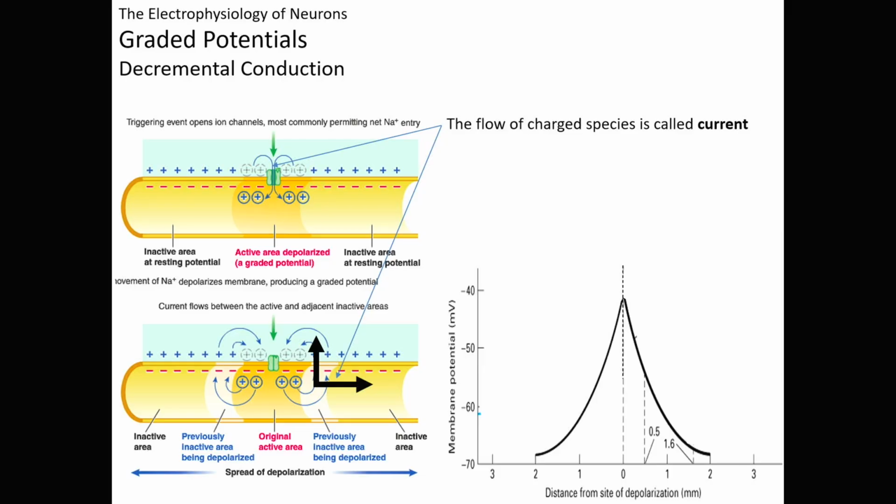So I mentioned earlier in the definition of graded potentials, we said graded potentials are a local phenomenon. That's what we mean. Because they decay as they travel away from their site of origin, they are very much localized within the neuron.